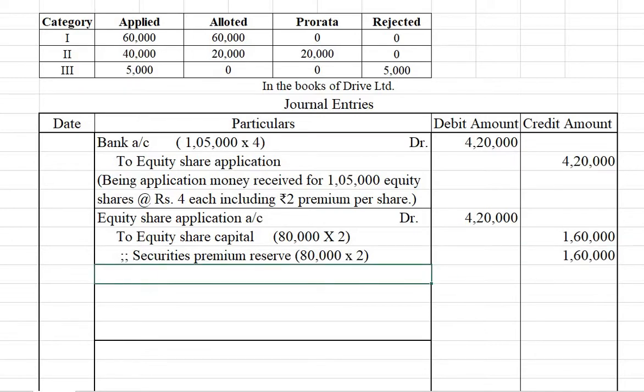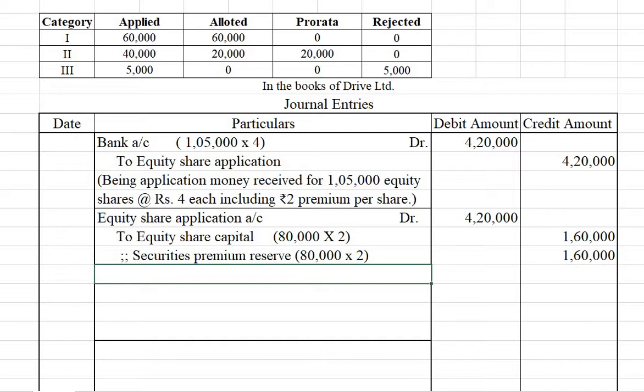Now this is the case here. 4,20,000 rupees we have received so far. Okay. Out of that, 1,60,000 only we can transfer to capital, and 1,60,000 only can be transferred to securities premium reserve account.